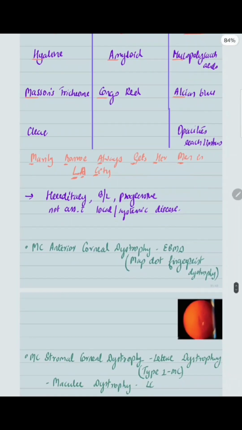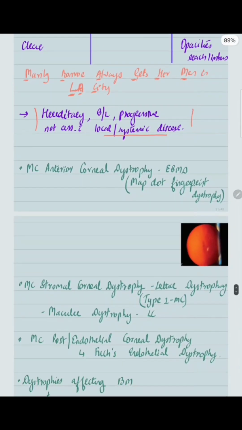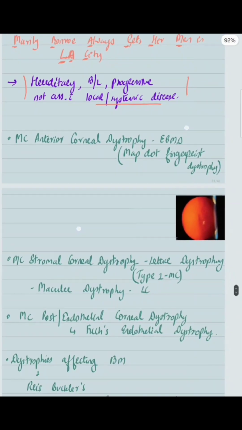Then it is hereditary. Corneal dystrophies are hereditary, bilaterally progressive, not associated with local or systemic disease. For corneal degeneration it is the exact opposite. This is why this is important. This is the differentiating factor between corneal degenerations and dystrophies. Now a few more extra things about corneal dystrophy.